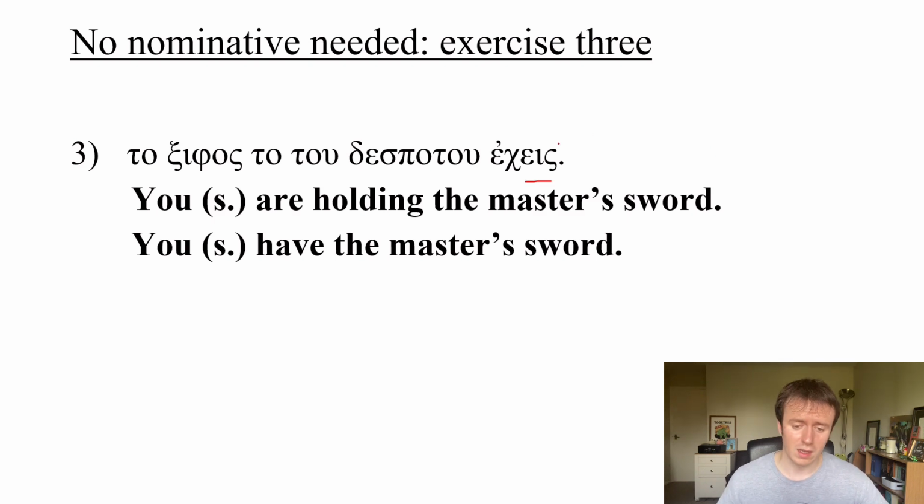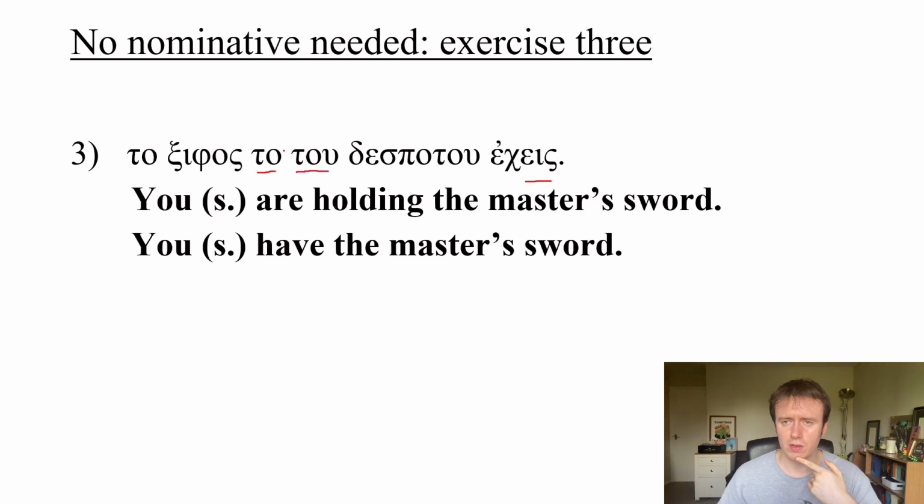We knew it was you singular are doing it from the ace person ending. This was a regular verb, not a contract verb. And then we had xiphos, that new noun, in the accusative. It looks identical to the nominative, but here it's got to be accusative. It wouldn't make any sense for it to be nominative. So you are holding the sword, and then we have to again, with tou, another definite article, following it.